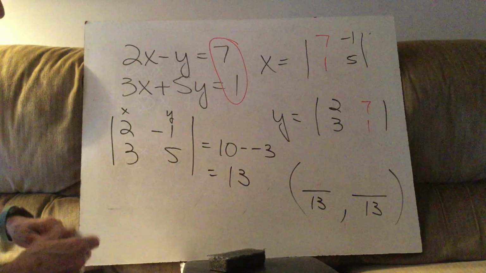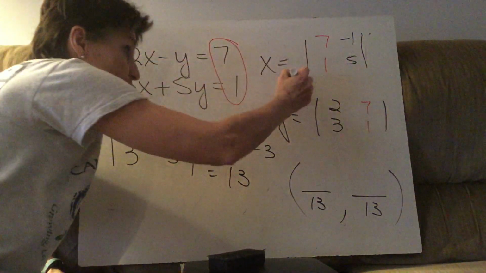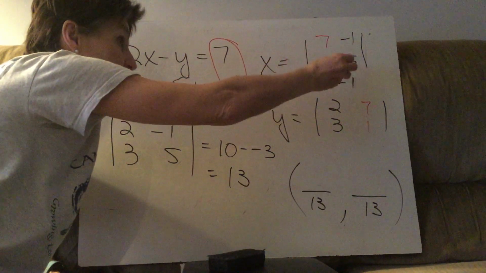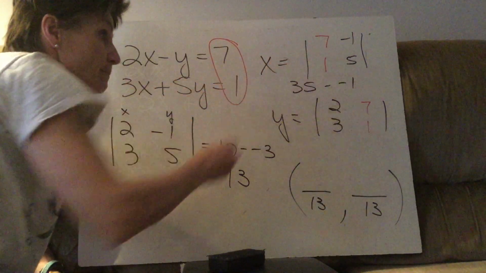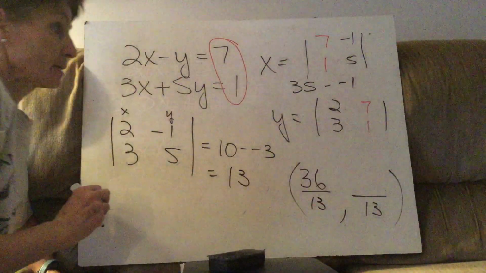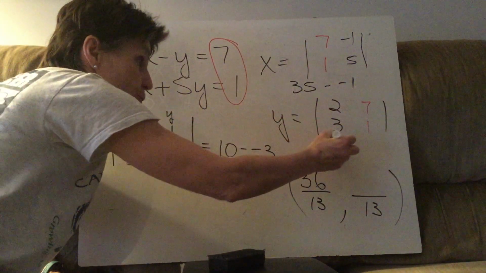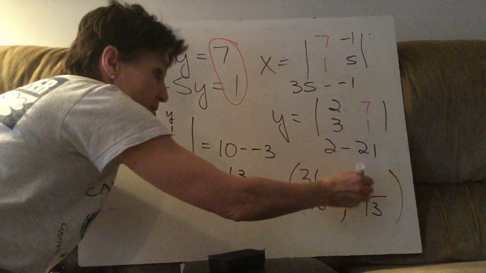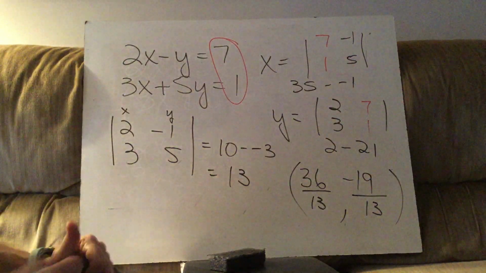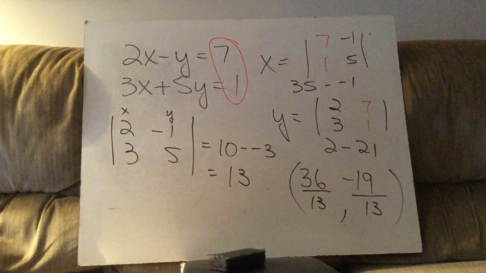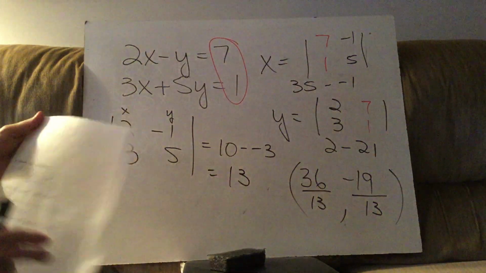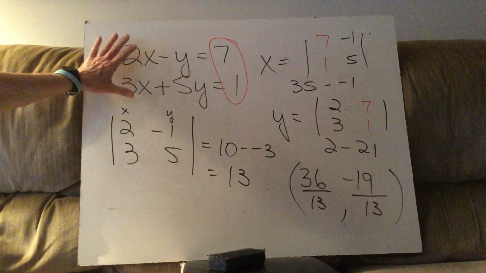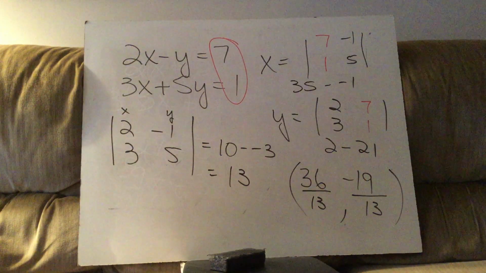So now I will evaluate those, just like I did this one. So it's 35 minus negative 1. So that's 36. And then same thing here, 2 minus 21. So that's negative 19. And there is the solution to that system. So we have done 3 problems there on that front page that are all basically the same problem. We just did it 3 different ways.